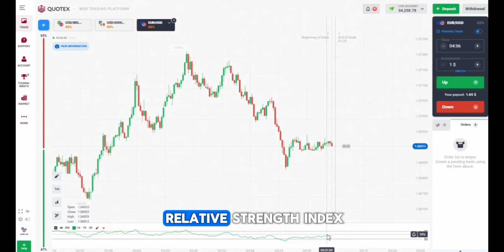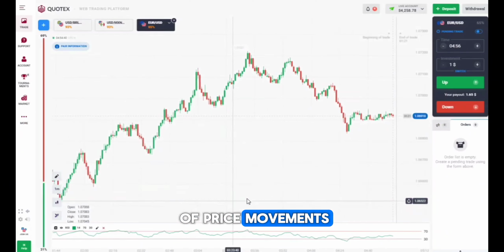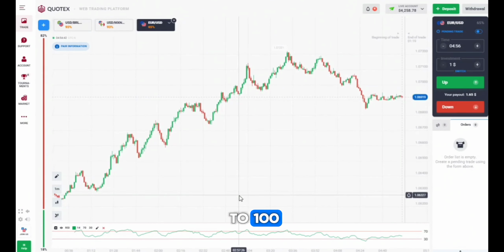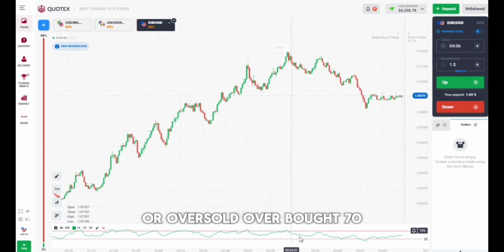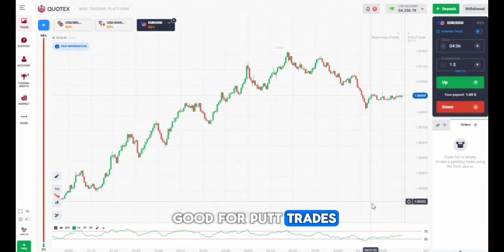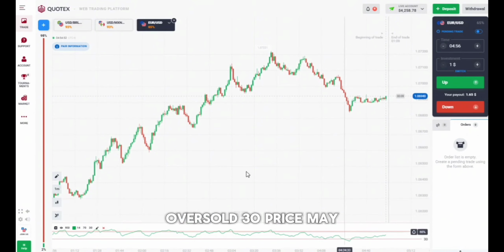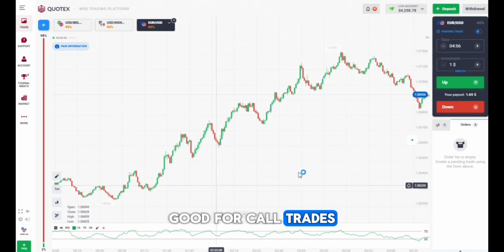Next, we have the Relative Strength Index, RSI, which measures the speed and strength of price movements. It ranges from 0 to 100, helping traders identify when an asset is overbought or oversold. Overbought, 70. Price may drop soon, good for put trades. Oversold, 30. Price may rise soon, good for call trades.